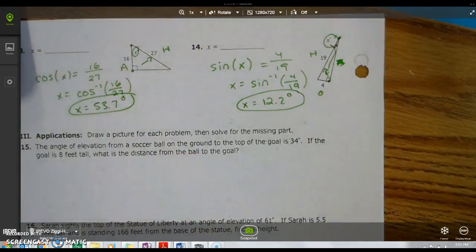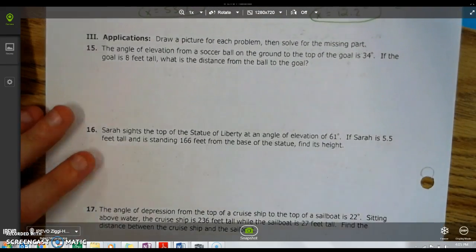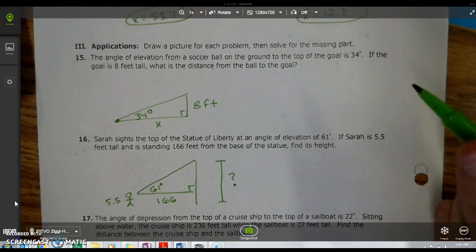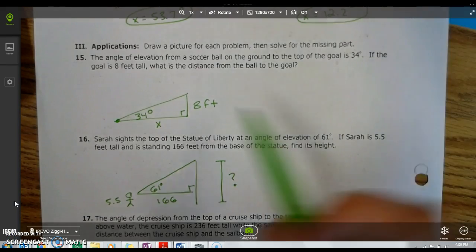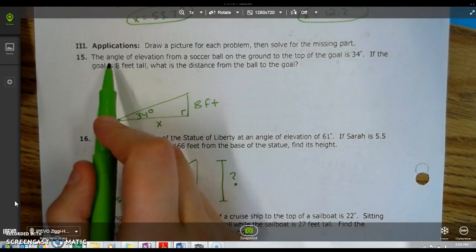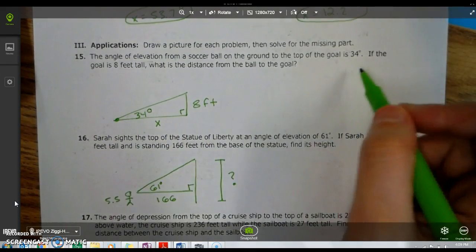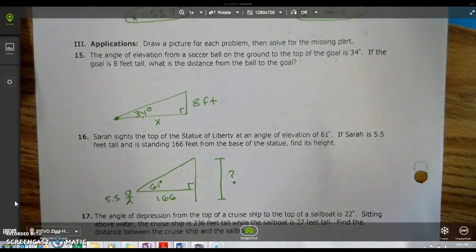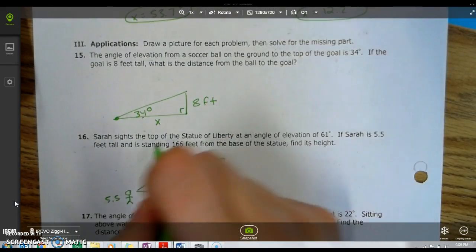Okay, now we are down to the word problems. And I'm going to go ahead and draw them. For time's sake, I went ahead and drew these and brought the screen back up, but I'll walk you through how I drew them. The angle of elevation from a soccer ball, so this is always the angle at the bottom that's not the right angle, to the goal is 34 degrees, so I stuck that inside there. If the goal is 8 feet tall, up and down, what's the distance from the ball to the goal?